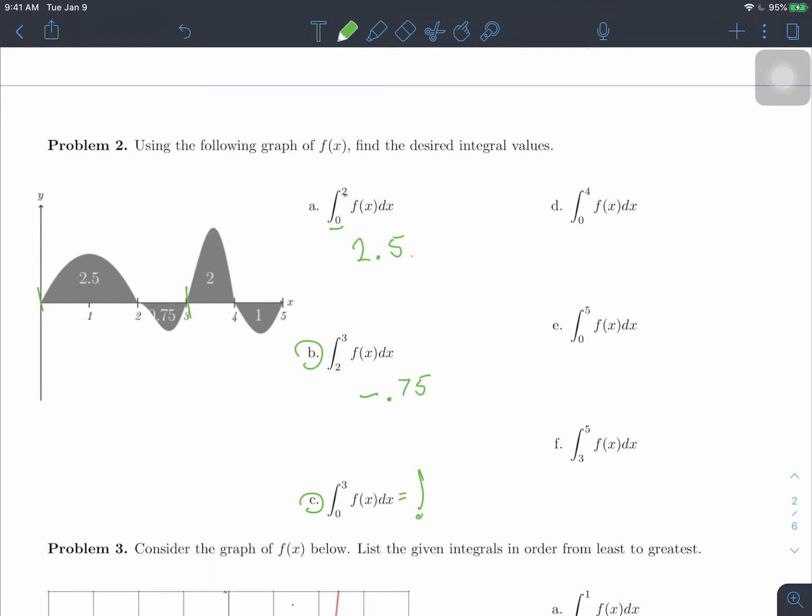I could write this as the integral from 0 to 2 of f of x dx plus the integral from 2 to 3 of f of x dx. And I already know what each of these two integrals are. This was a, and the second one was b. So this is just 2.5 plus negative 0.75. Or, in other words, 2.5 minus 0.75. Right? Adding a negative is the same as subtracting.